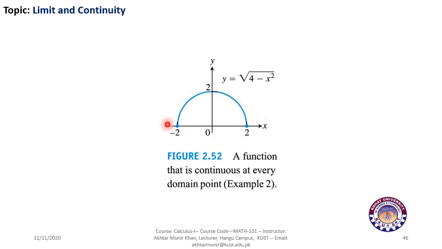Suppose we have a function which is the upper branch of the circle, whose equation is y squared plus x squared equals 4. This represents a function, and we can see that there are no gaps or holes in it. So the function looks continuous, that is, it is continuous everywhere in the prescribed domain, which is from -2 to 2.